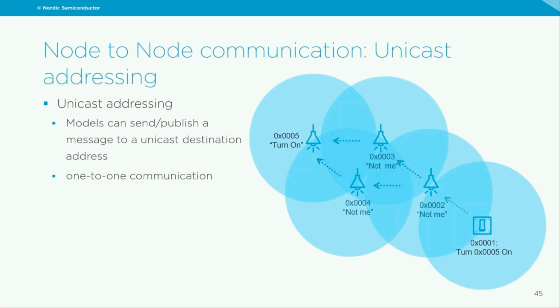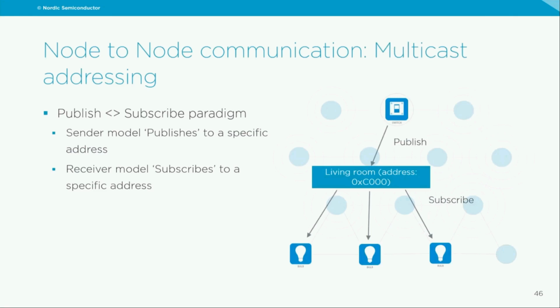Unicast addressing is used for one-to-one communication. Multicast addressing is used for one-to-many communication, and it helps in establishing the publish-subscribe paradigm. This is an important concept for mesh networking. A sender model publishes to a specific address, and a receiver model can subscribe to that specific address. This helps in maintaining a mesh network in the sense that if one device fails and needs to be replaced by another device, only the publish or subscription configuration of that device needs to be updated. The rest of the network can continue to operate on its own as configured before.